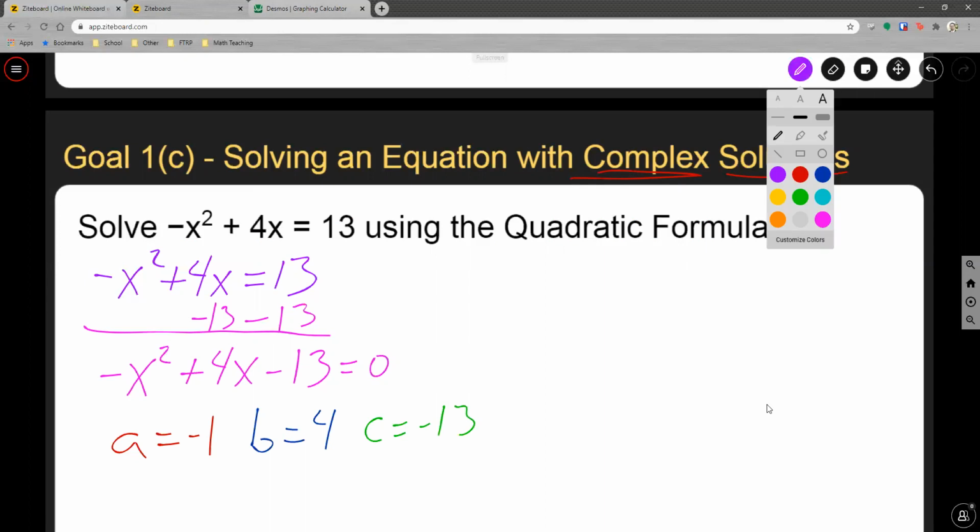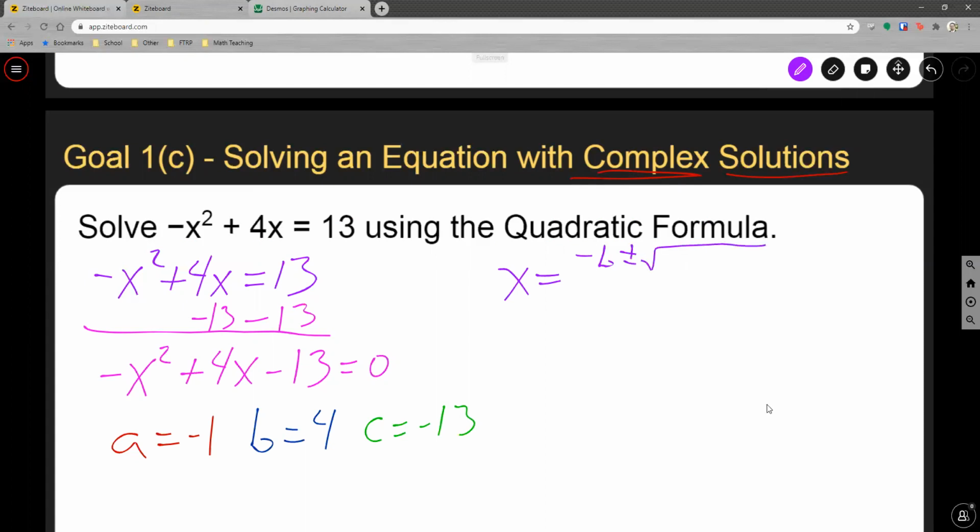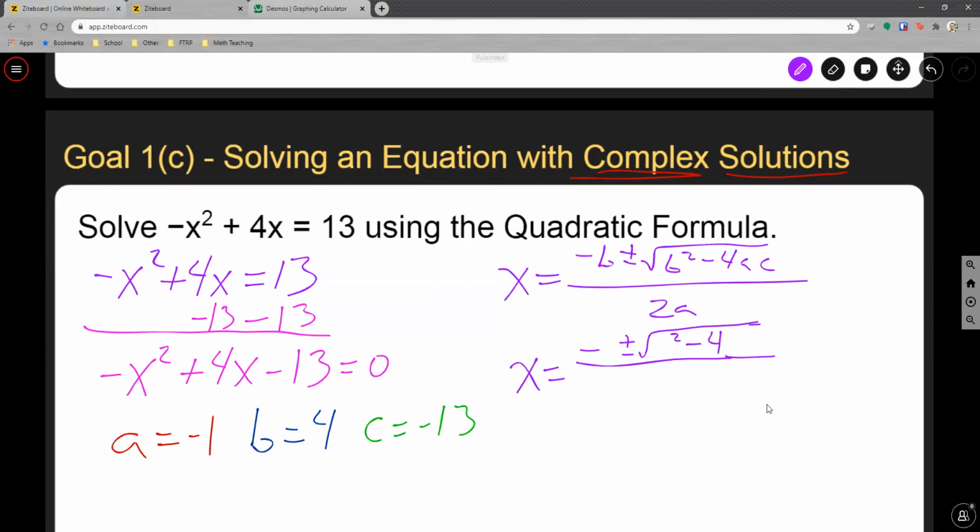Got all my components for my quadratic formula. It's like a recipe basically. X equals, and again, I'm going to write it out every single time to help embed this into your heads. So x is equal to negative b plus or minus the square root of whatever b is squared minus 4 times a times c, all over 2a.